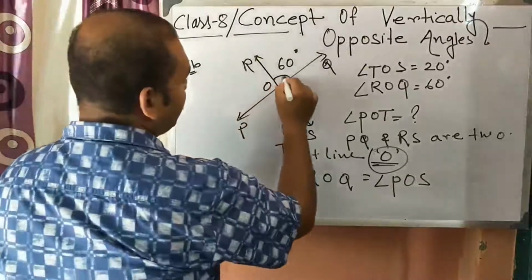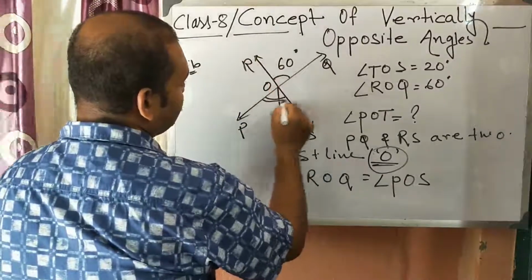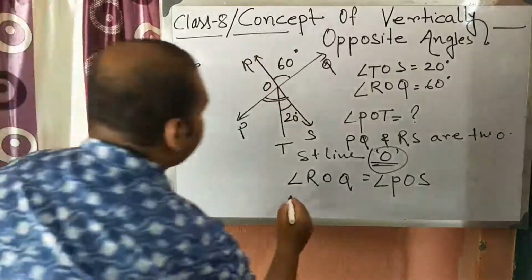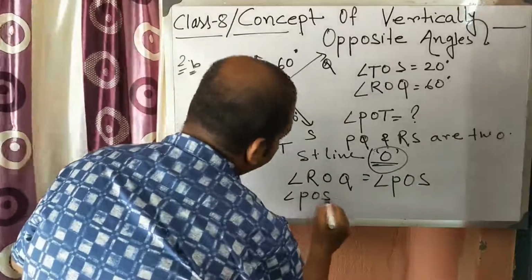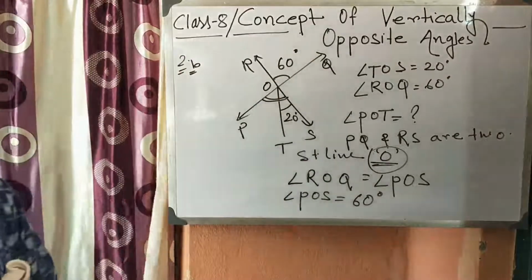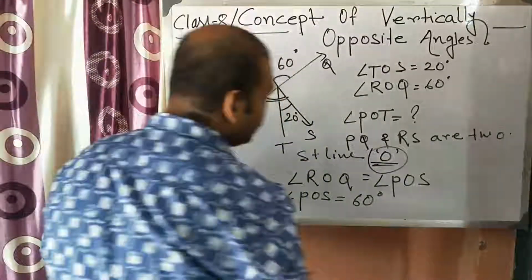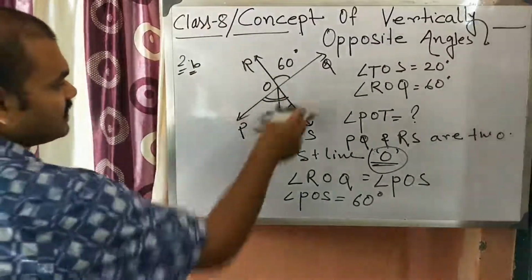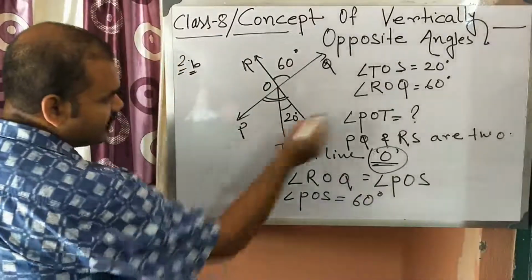So this angle is equal to this angle. Okay, so the angle POS is equal to 60 degrees itself. Next, POS is 60 degrees, so we need to find out POT.